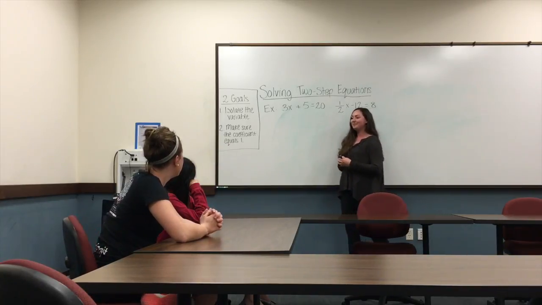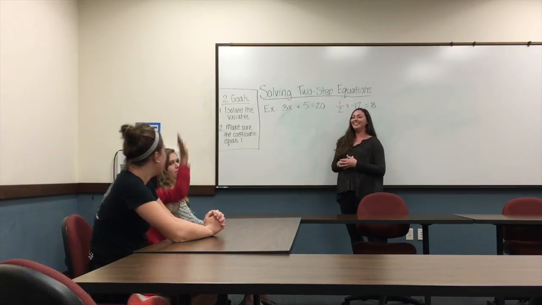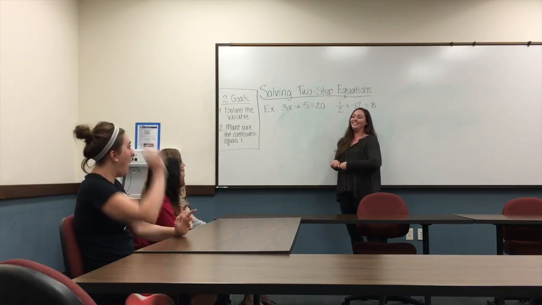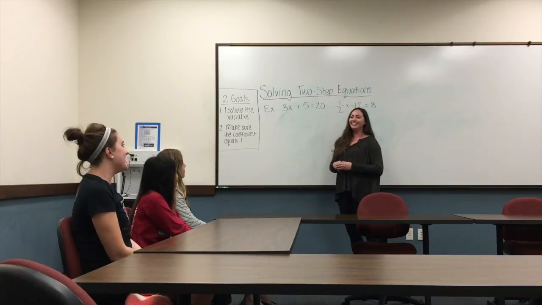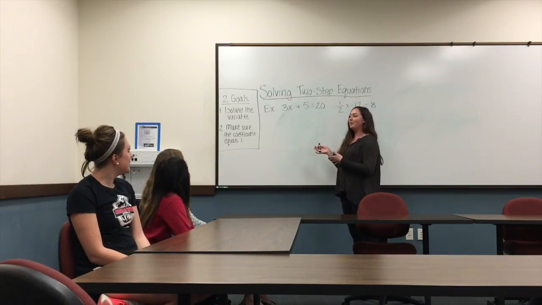Katya? Constant. Great. And who knows the second one? Alexa? Variable. Perfect. And the third? Ashlyn? Coefficient. Awesome. Great. So two-step equations have all of these components as well.